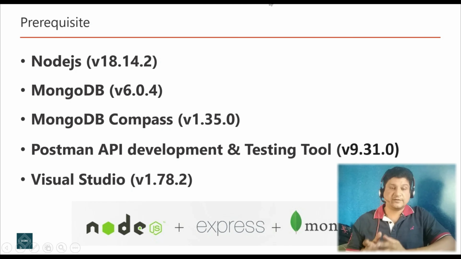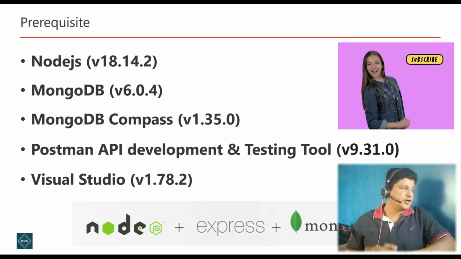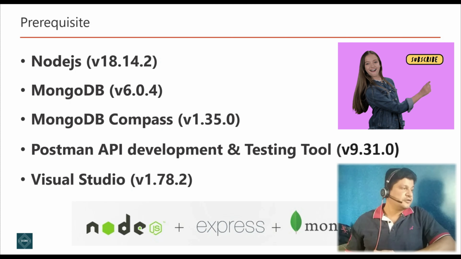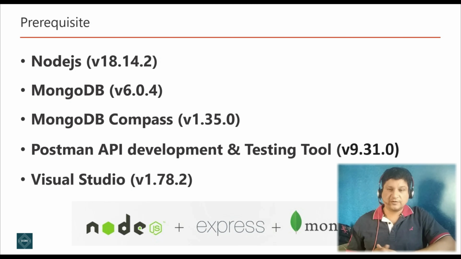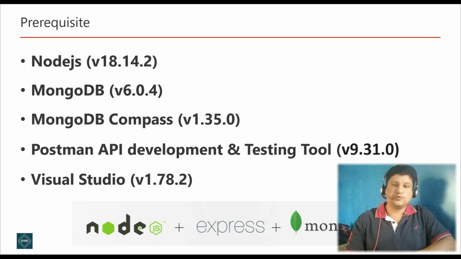Okay friends, here are some prerequisites for this tutorial today. You should have Node.js, you should have MongoDB, and you should have MongoDB Compass, which is a MongoDB UI tool to see the data in the Mongo database. Then it's good to have Postman, an API development and testing tool where we can test our endpoints. And also an editor. I'm using Visual Studio Code, and these are the versions of all these applications that I'm using. You can try to use the latest version. These are the software I'm going to use in this tutorial today.